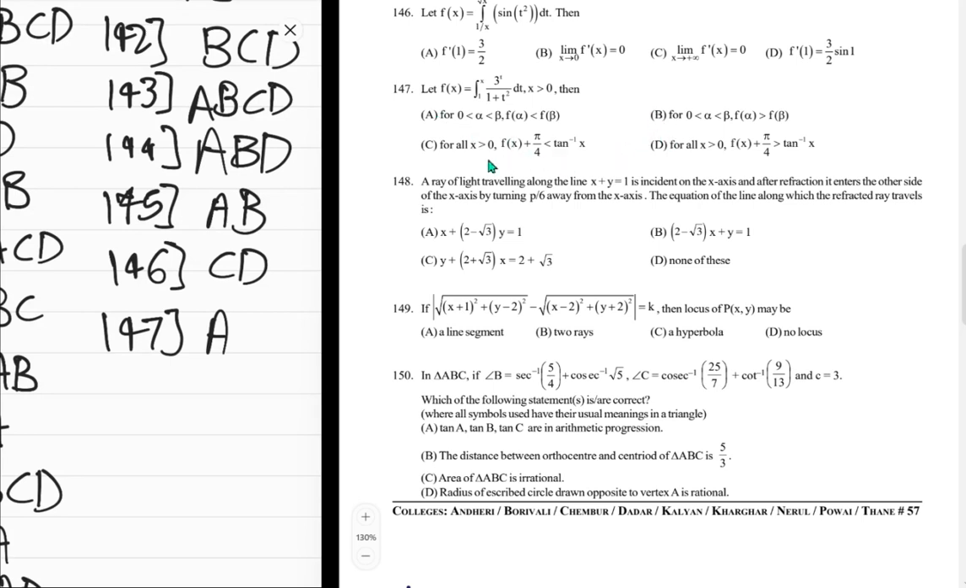For all x bigger than 0, f of x plus pi by 4 is less than tan inverse of x. What? Tan inverse of x minus pi by 4. X is bigger than 0. Oh hey, I think I know what you are trying to do.